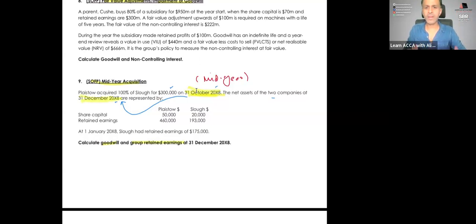Retained earnings are provided, share capital is provided, and then they provide us with some other information. Retained earnings to start the year with was this. They want us to calculate two workings, which we're pretty much aware of: goodwill and retained earnings. The main issue is dealing with that mid-year acquisition.